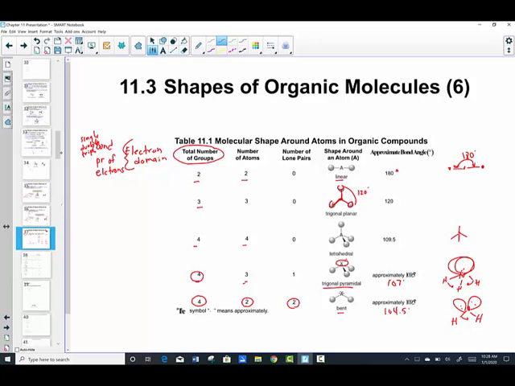You might need to pause your video and kind of finish up your grid, giving the shapes, the geometry, and the approximate bond angles. And you're working, of course, to memorize the shapes of these molecules. So this is something you're going to have to practice and commit to memory.